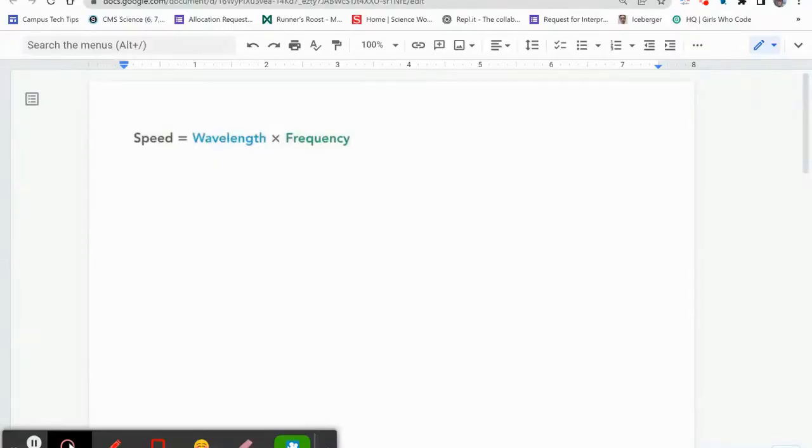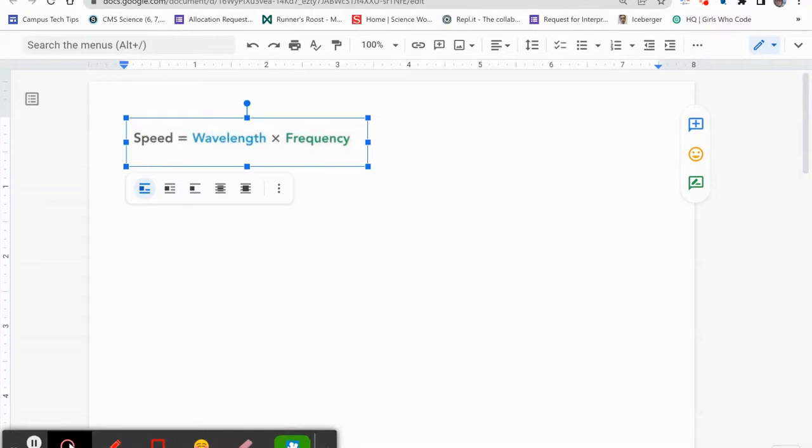So in this video, I'm going to be showing you guys how to calculate things such as the speed of a wave, wavelength of a wave, or the frequency of a wave. And these are all important things to be able to calculate when it comes to calculating the characteristics of a sound wave. So the first thing that we're going to take a look at is this formula.